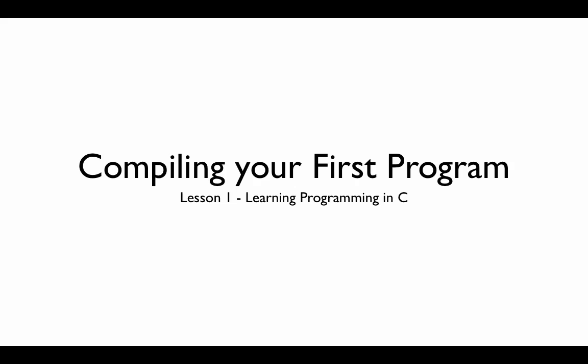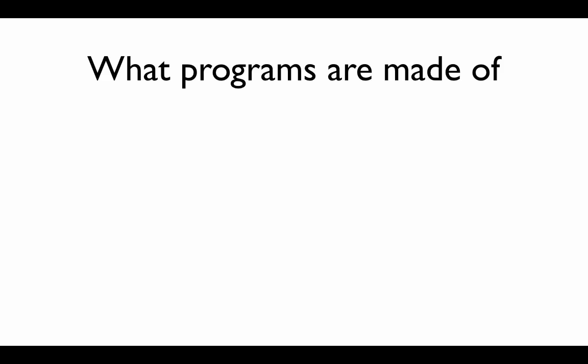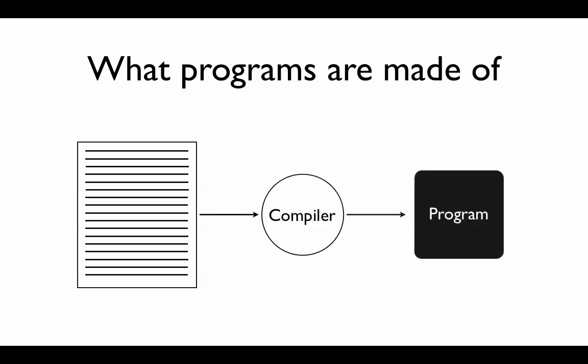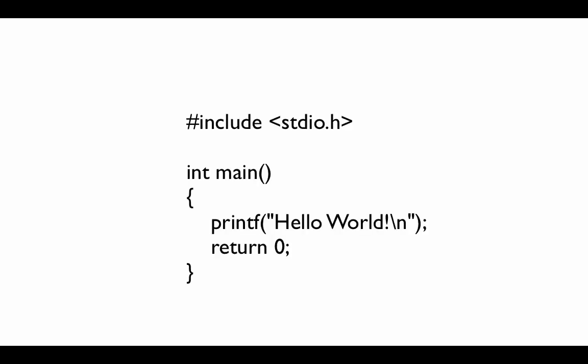Now that we have a compiler and we're all set up, we can start writing programs. So what are programs made of? Well, first you need to start with the source code. The source code is human readable code, and it can get sent to a compiler which takes our code and converts it into machine language. And machine language is able to run on the computer, so therefore we can actually get a program out of it. So let's take a look at our first program.